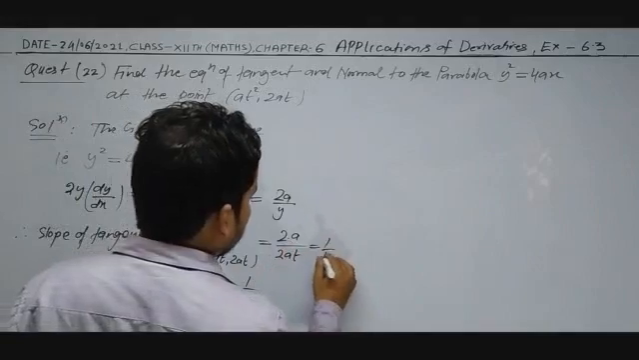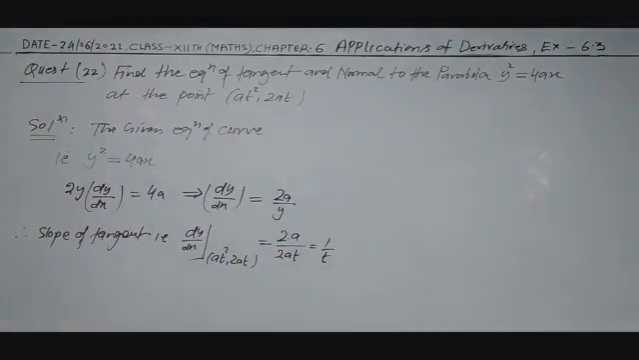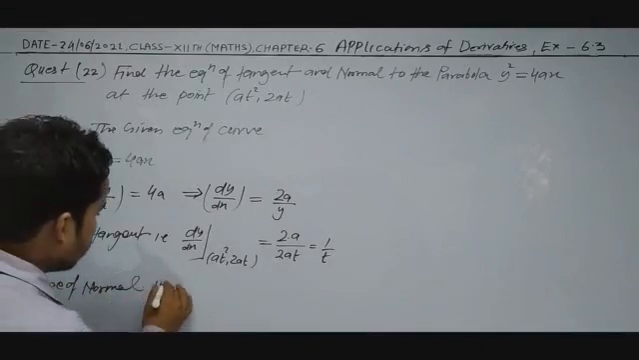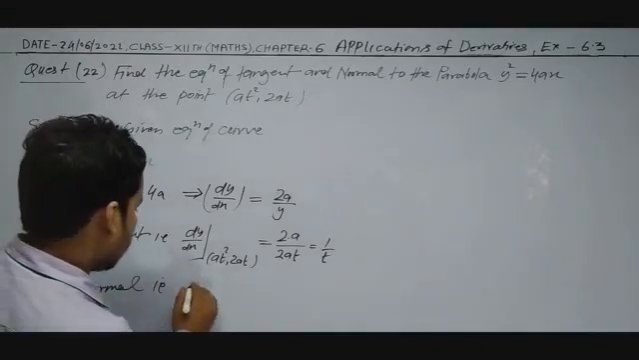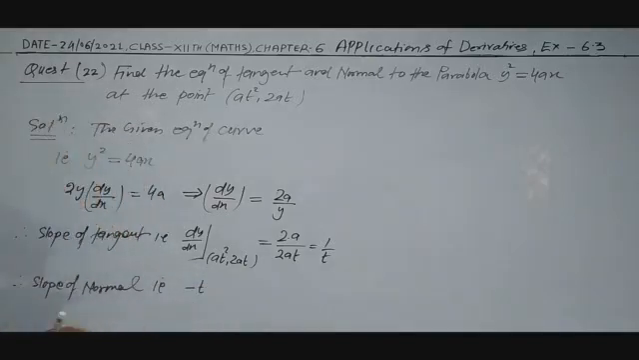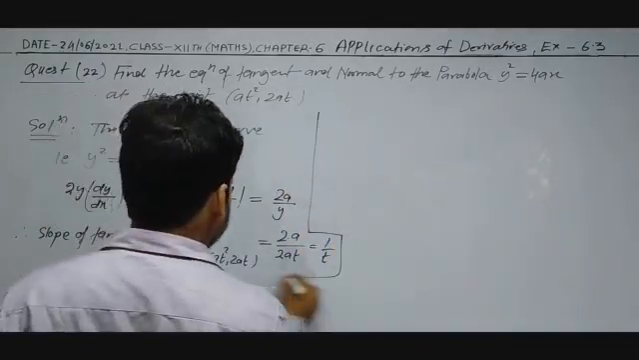This calculation goes to 1 upon t. This is the slope of tangent. Therefore, you can write the slope of normal, that is minus t. Their product will be equal to minus 1. So we have calculated the slope of tangent and the slope of normal. Now I will come to the equation of normal and the equation of tangent.